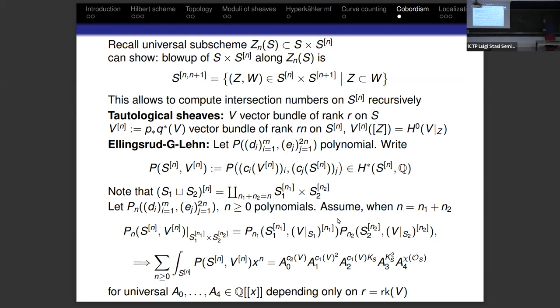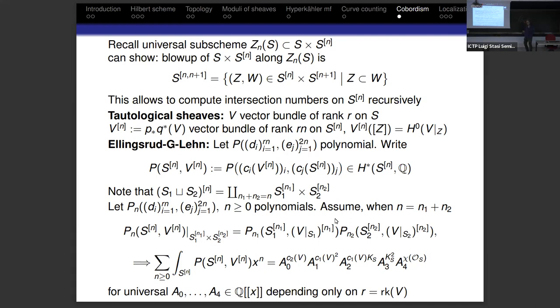Okay, so basically, as a first step, if you have such a polynomial, you evaluate it on the Hilbert scheme, it's just a polynomial in the Chern numbers of the surface and the bundle on the surface. And this condition that we put here ensures that it behaves nicely with these generating functions. But there's no statement about how it depends on r, at least not yet.